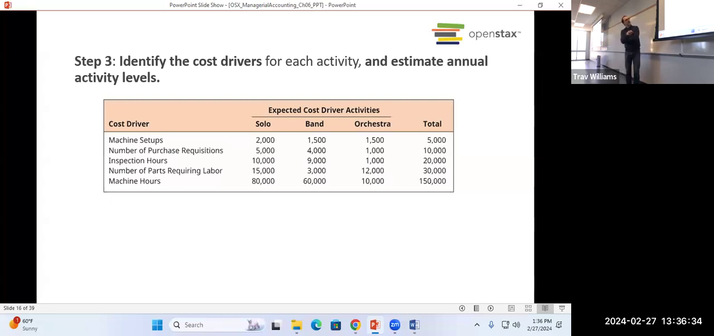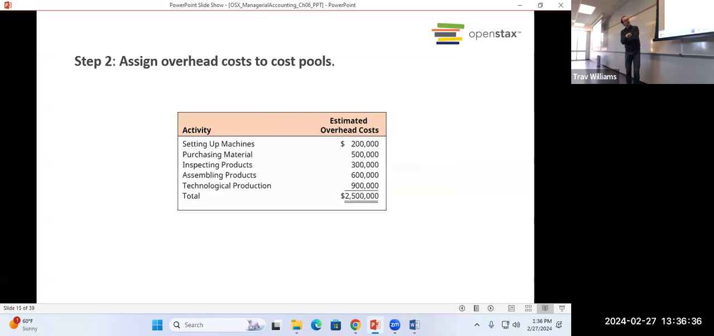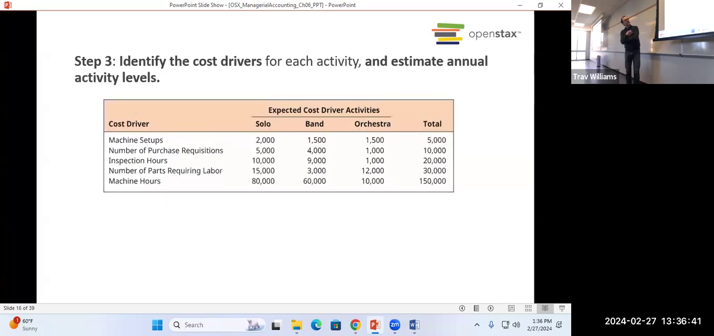So another activity, the one related to purchasing material and all of that overhead. The activity is going to be the number of purchase requisitions. Every time an employee submits a request for a purchase, that's one purchase requisition, right? And that could be an activity that we track.